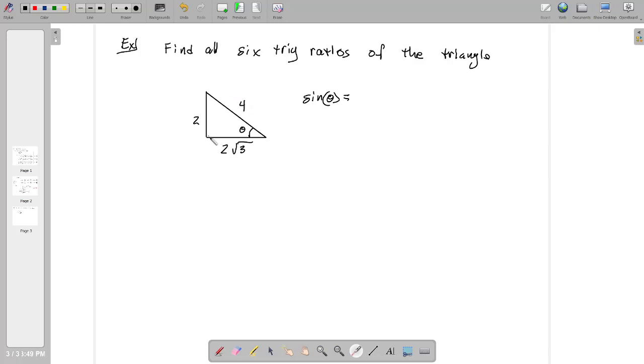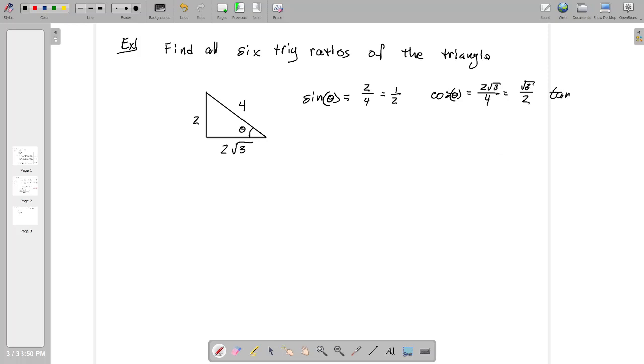Again, the hypotenuse is directly across from the right angle, so in our case, the hypotenuse has length 4. The opposite side has length 2, so we get 2 divided by 4, which is, of course, 1/2. Cosine theta will be the adjacent over the hypotenuse. So our adjacent side here is 2 root 3 divided by 4, which is root 3 divided by 2.